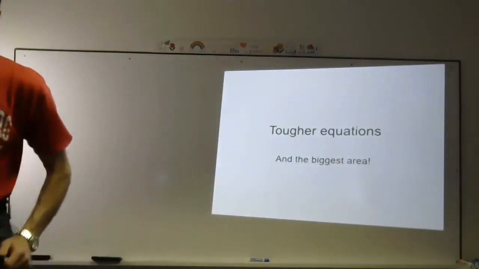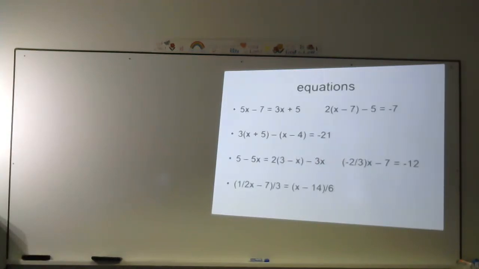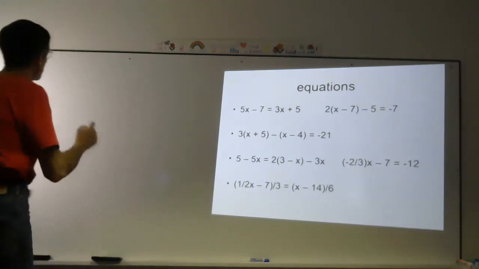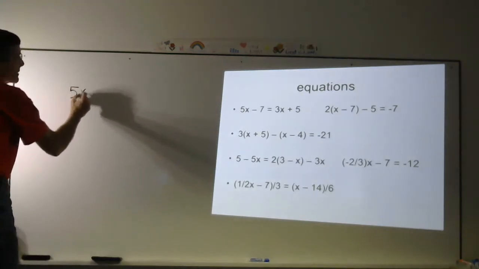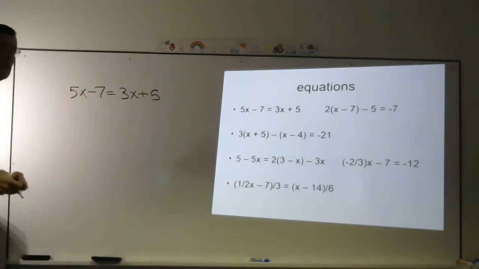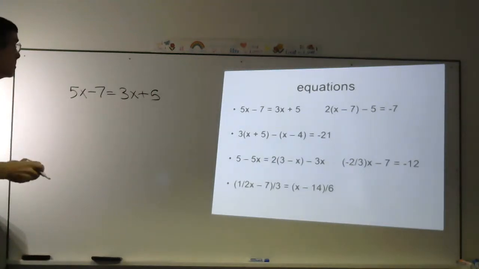All right, so tougher equations. We did the easier ones in our last time together. Today we're looking at harder ones. For instance, like these. Let's just pick the very first one: 5x minus 7 equals 3x plus 5. You've got x's on both sides. You want to get the x's on one side first. I would suggest you get rid of the 3x to try to keep your x's positive.